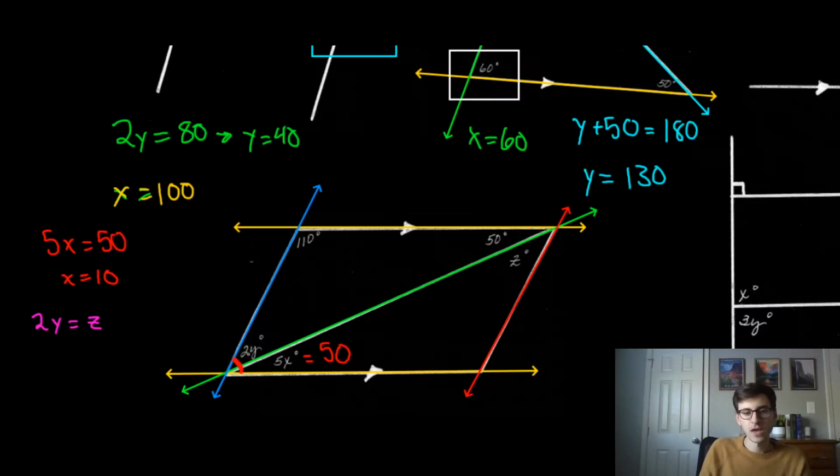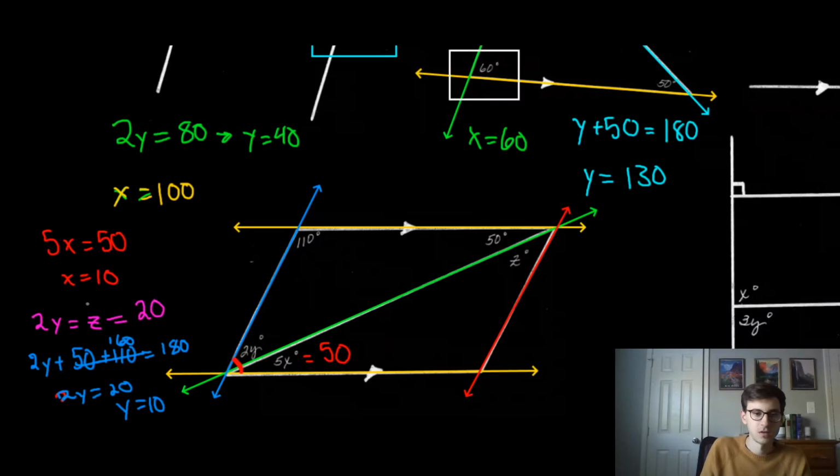Again, this whole angle, 2y plus 50, is supplementary with 110. So let's write that in blue. 2y plus 5x, or we said that it was 50, plus 110 is 180. It's supplementary. So then 50 plus 110, well, that's 160. Subtract 160 from both sides. 2y equals 20, or y equals 10. And then earlier we said 2y was z, so then z is 2 times 10, or 20. So we have z, we've got y, and we also have x.